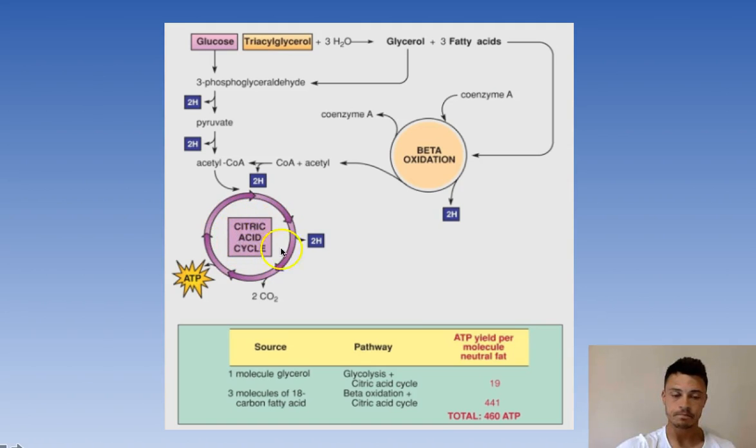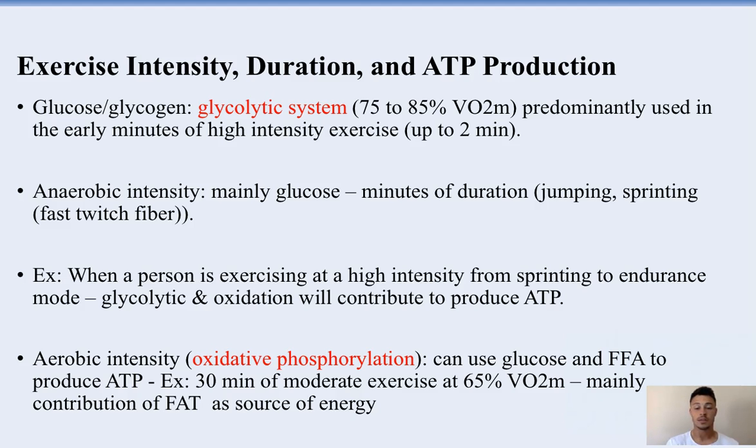When our body uses glycerol down to the Krebs cycle, we will have a production of 460 ATPs. So in this slide, we will see how exercise intensity and duration influence ATP production. A full glycolytic system, breaking down glycolysis, will provide during exercise 32 to 33 ATP formation.